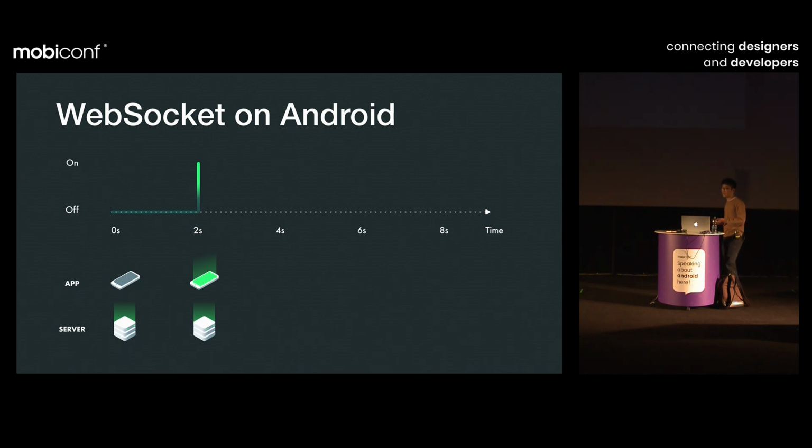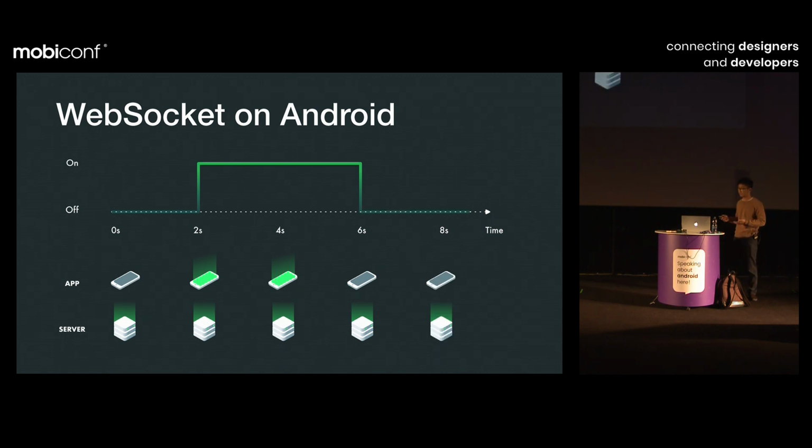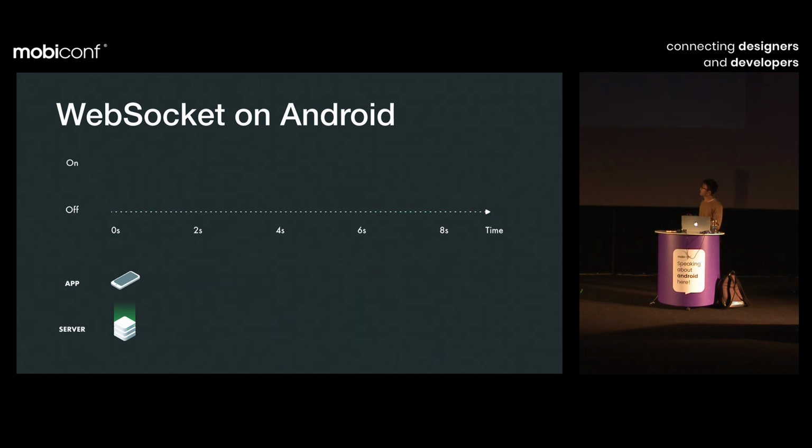When the user opens the app, we want to connect to the server. While the user is still browsing the app, we want the connection to be on. And when the user leaves the app, we want the connection to be closed. That's simple, right? Let's take a look at an error case.